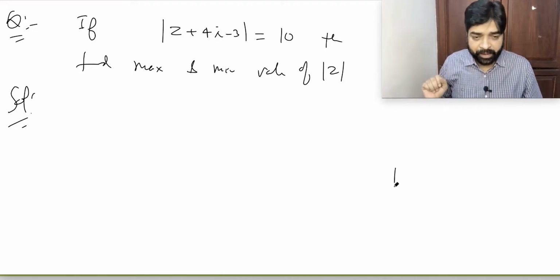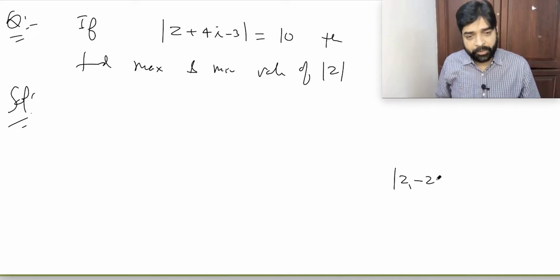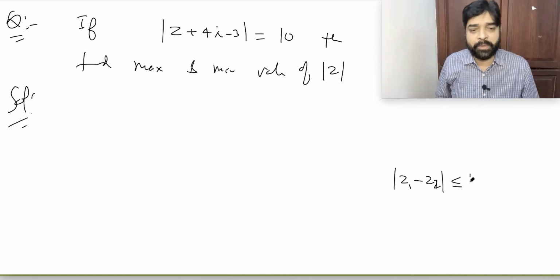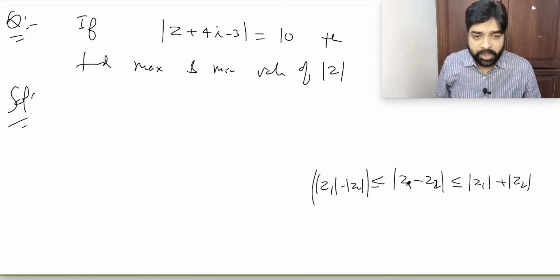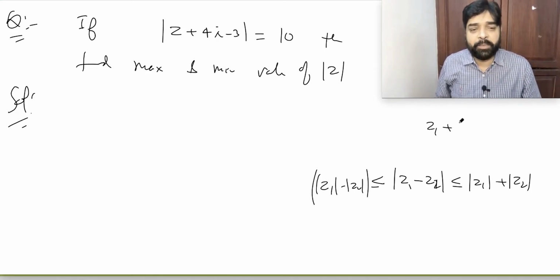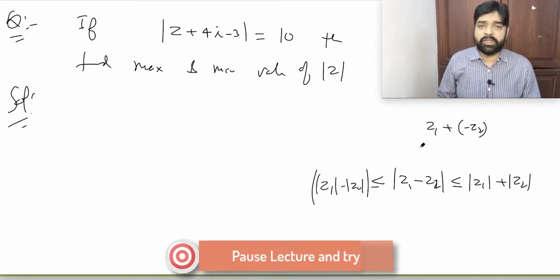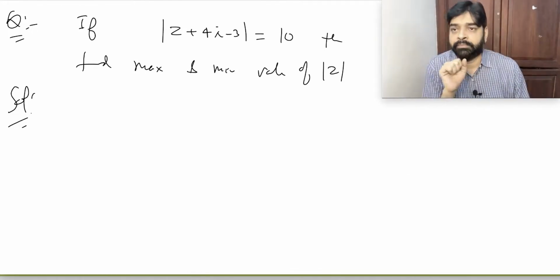See, never get confused. Sir, you gave the formula for mod of z1 plus z2 and you are doing it for mod of z1 minus z2. It's the same thing. Mod of z1 minus z2 also will be less than or equal to mod z1 plus mod z2, greater than or equal to mod z1 minus mod z2 whole mod. Because z1 minus z2 is nothing but z1 plus minus z2, and mod of minus z2 will be the same as mod z2. There is no difference. Get the answer quickly, everybody.